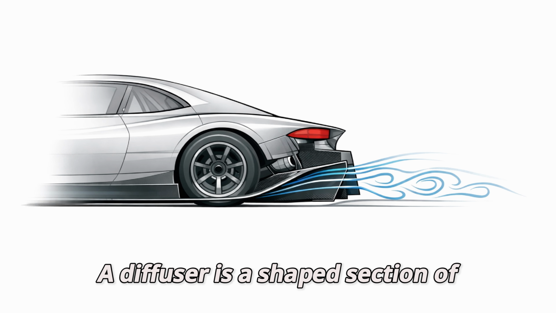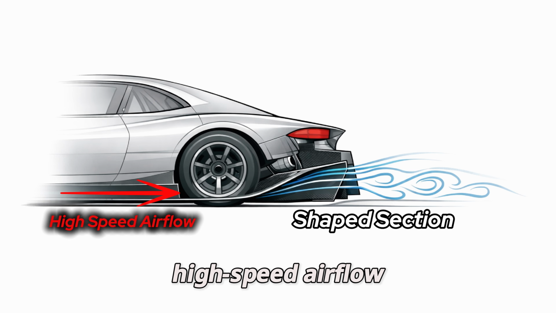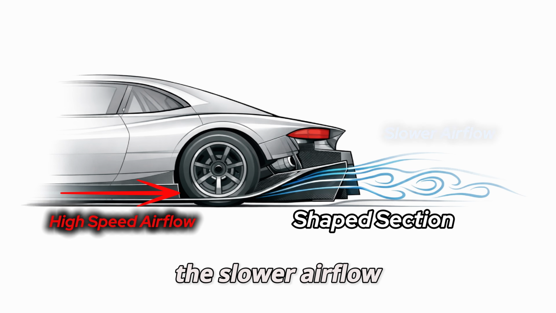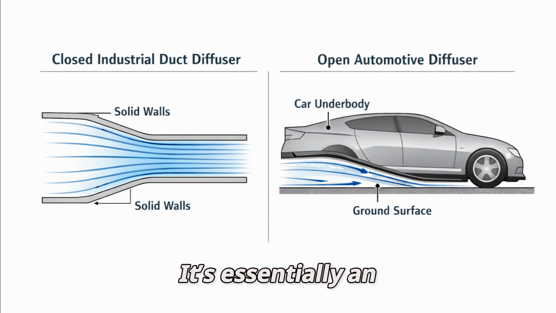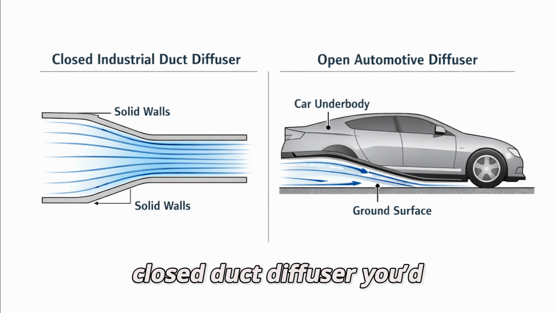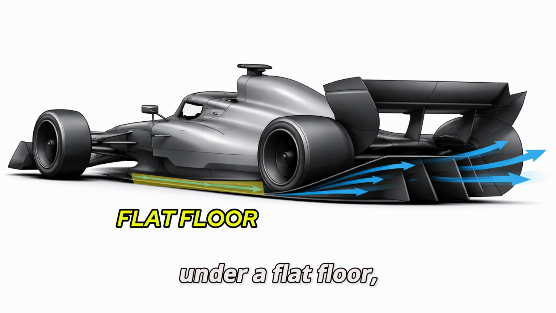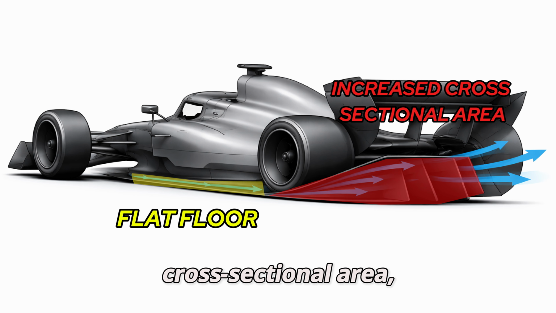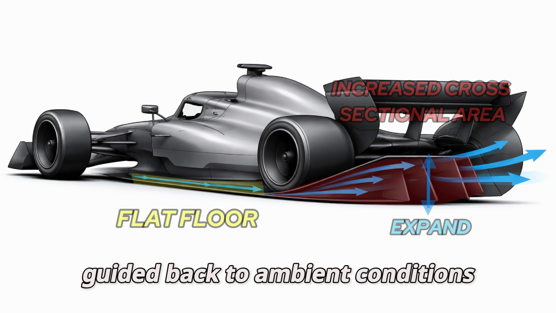A diffuser is a shaped section of the car's underbody at the rear that transitions the high-speed airflow beneath the floor into the slower airflow behind the car. It's essentially an expansion chamber, but not in the same sense as a closed duct diffuser you'd see in industrial applications. In motorsport diffusers, air flows under a flat floor and enters a region that increases in cross-sectional area, allowing that flow to expand while being guided back to ambient conditions.